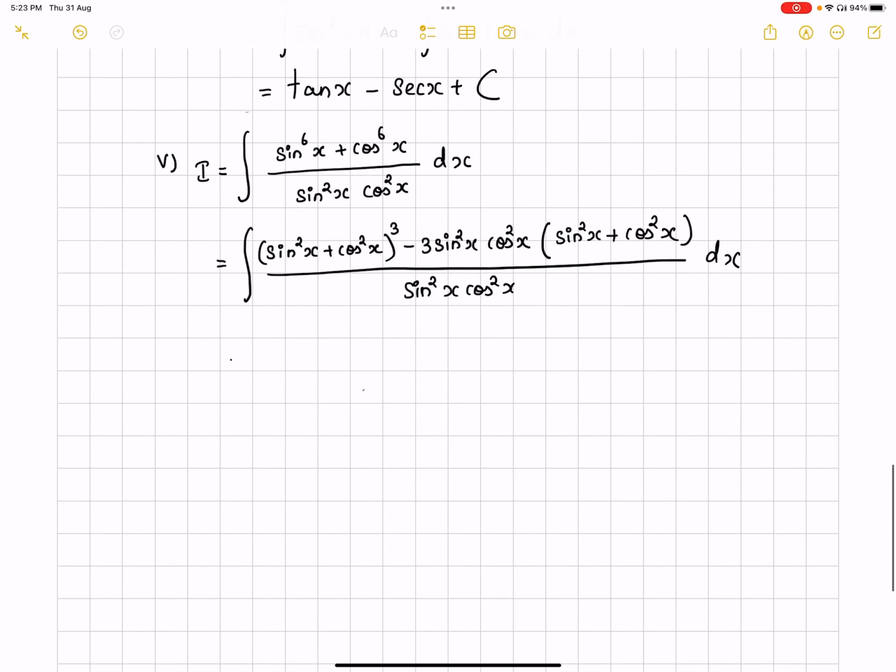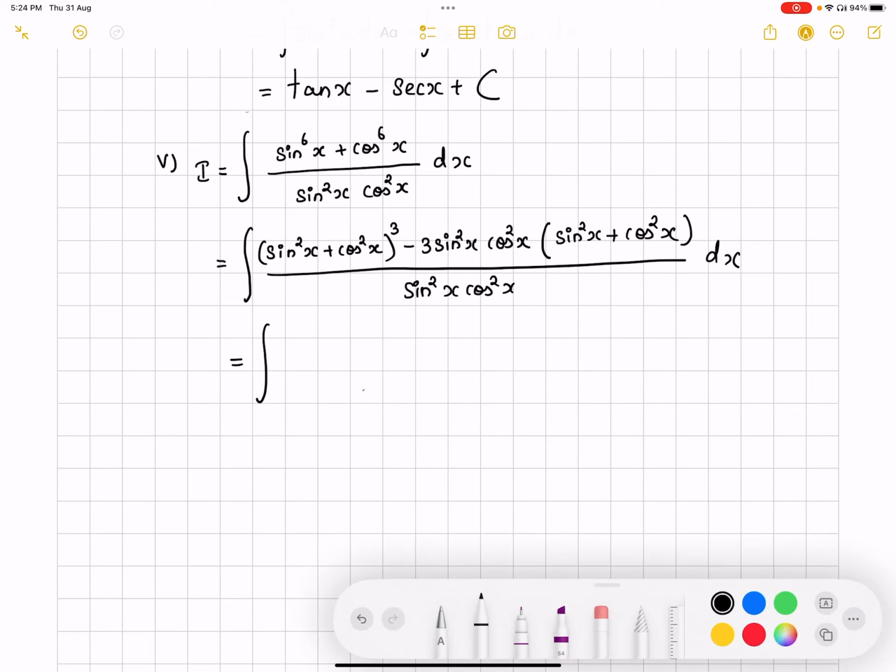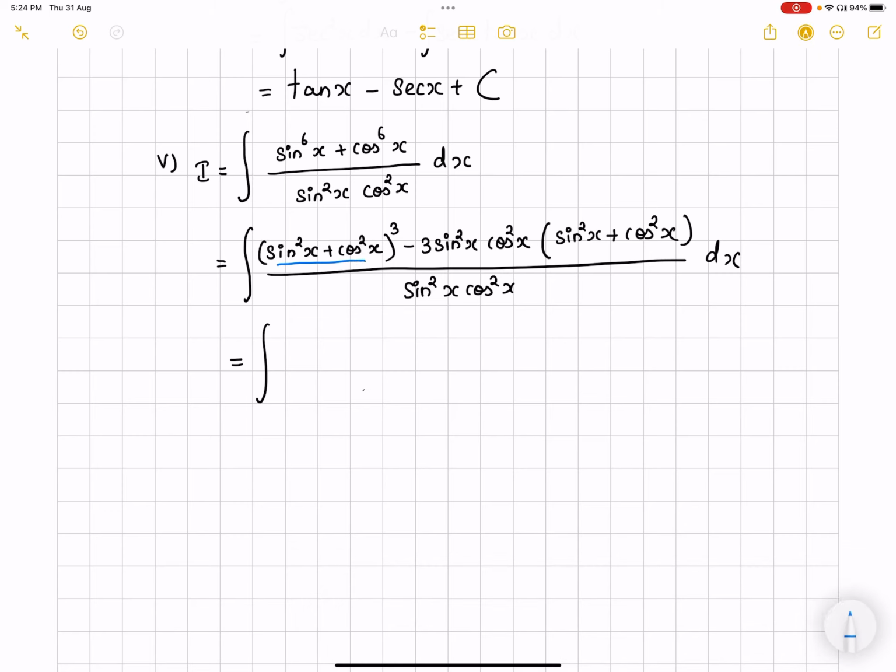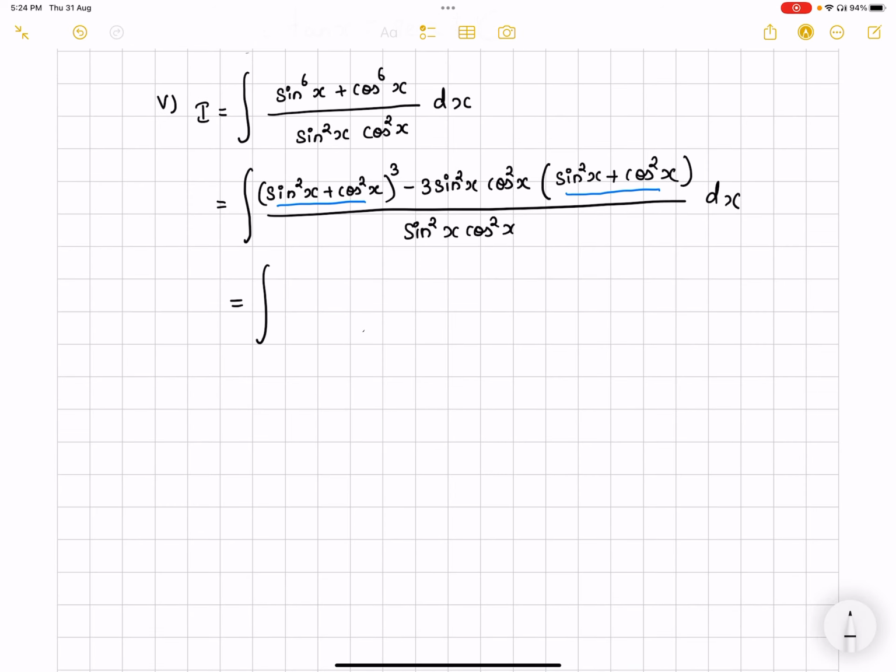Now, what we would be doing here is, again, trigonometric identities definitely we would be using. If you observe this part, let me just show it to you with a different color. This part, sine square plus cos square is equal to 1. And if you observe this part, here also sine square plus cos square is equal to 1. So now I'm going to do that change. So in that case, it's going to be 1 cube, right? So I will just write it as 1 minus 3 sine square x cos square x divided by sine square x cos square x dx.